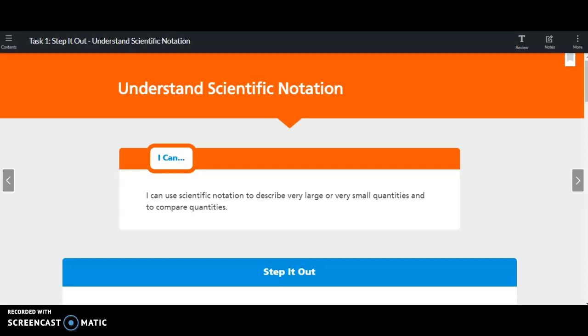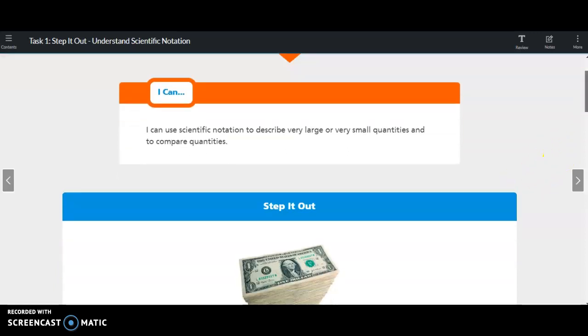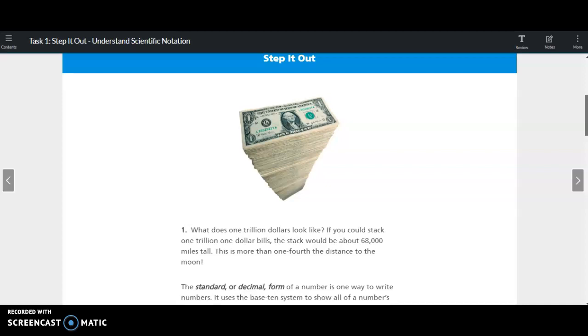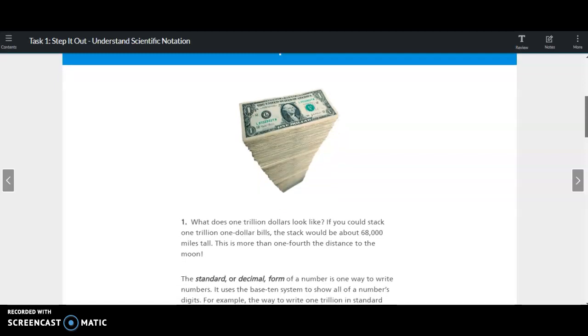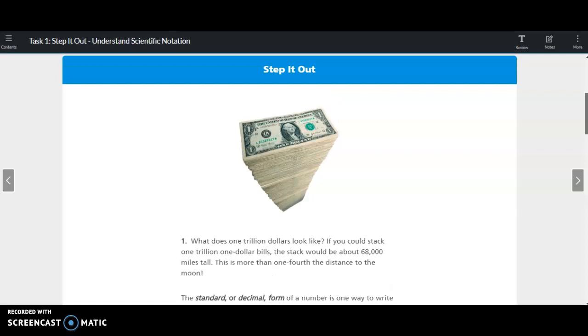So our I can statement is: I can use scientific notation to describe very large or very small quantities and then compare those quantities. And today we're going to look at what $1 trillion looks like. Think about that. $1 trillion. How many digits are in $1 trillion, including the pennies and dimes decimals?